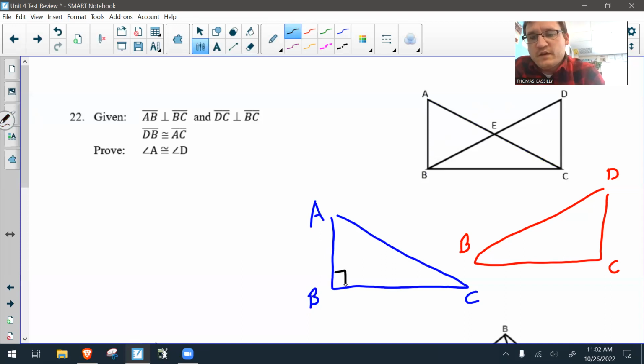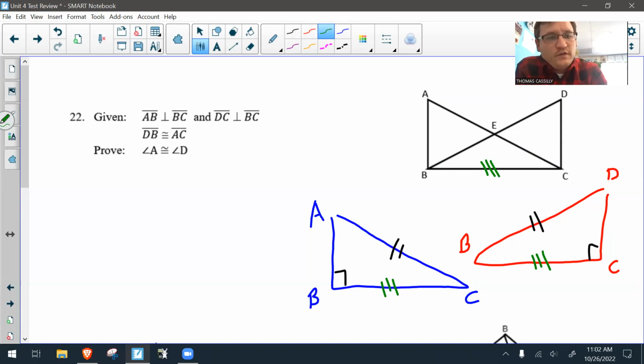All right, so we know AB and BC are perpendicular. That's just given. And we know DC and CB are also perpendicular. Again, that's given. Now it's a little bit easier to see segment AC and segment BD are congruent. That's just given information. Now, the one that is hard to see when they're split up, but easy to see when they're together, is they do have a shared side. Both of them have segment BC. So since both of these triangles have BC, that's this shared side down at the bottom, we know that has to be congruent.